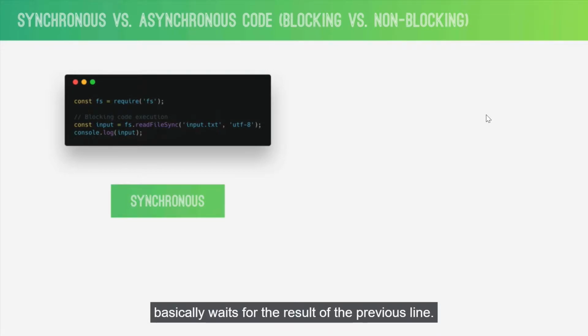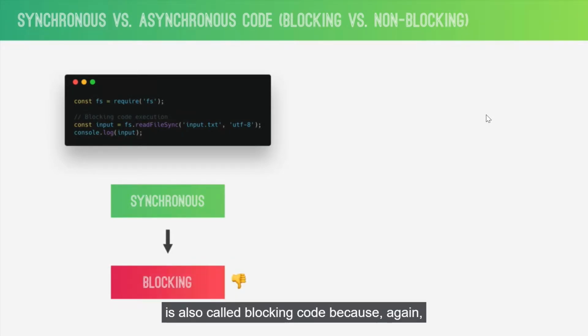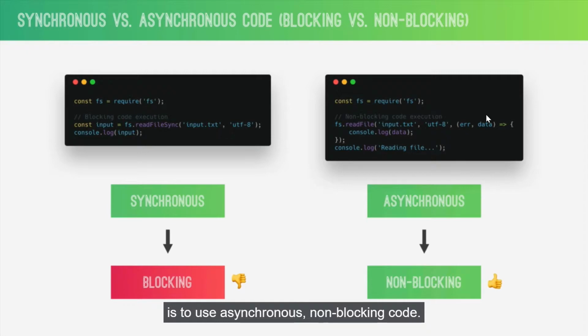Now, this can become a problem, especially with slow operations, because each line blocks the execution of the rest of the code. And so we say that synchronous code is also called blocking code, because, again, a certain operation can only be executed after the one before has finished. And because of the way Node.js was designed, this turns into a huge problem, as we'll see in detail in the next slide. So the solution to this problem in Node is to use asynchronous non-blocking code.